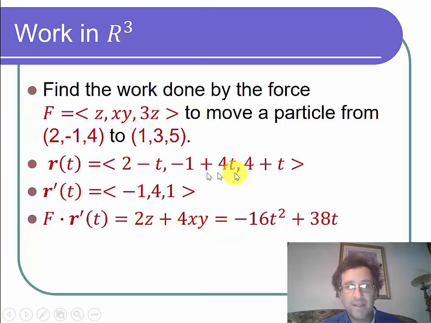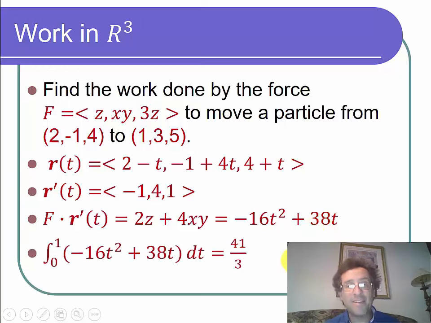z is 4 plus t. x is 2 minus t. And y is negative 1 plus 4t. So this is a matter of foiling all of that out, adding up the 2z, or the 2 times 4 plus t, combining like terms. And what I got, I'm going to spare you the algebra, you can work it out if you're interested, was that this is equal to negative 16t squared plus 38t.